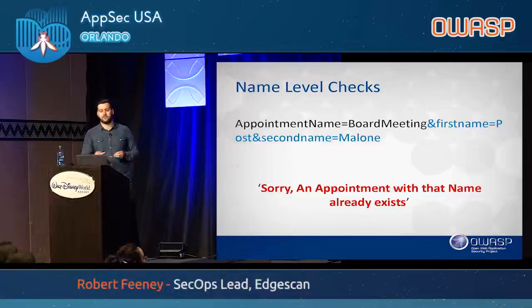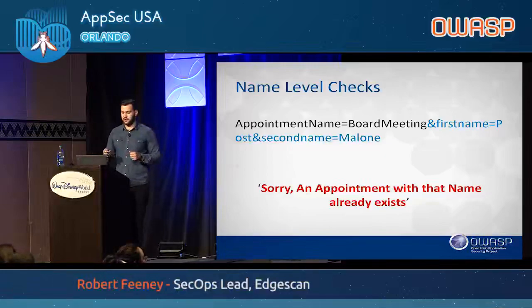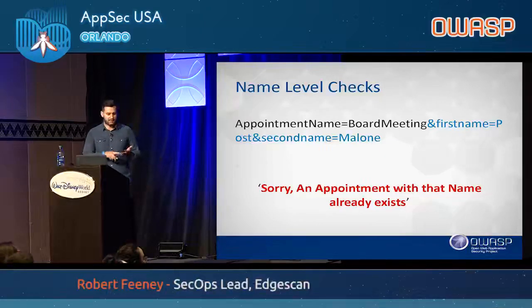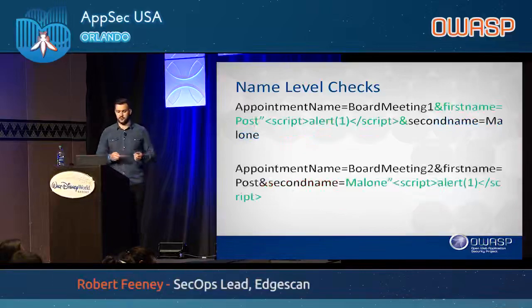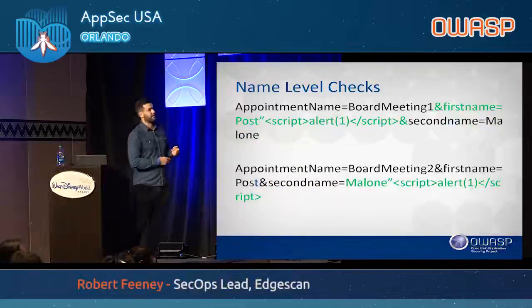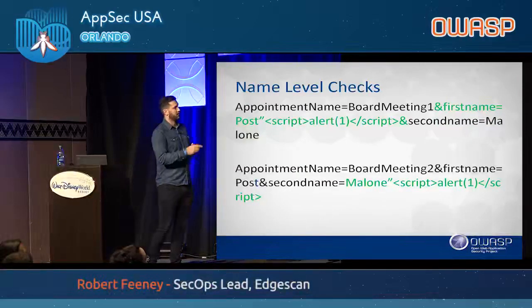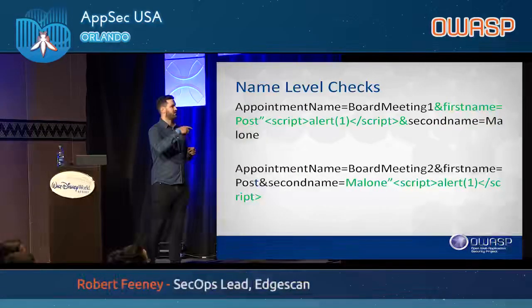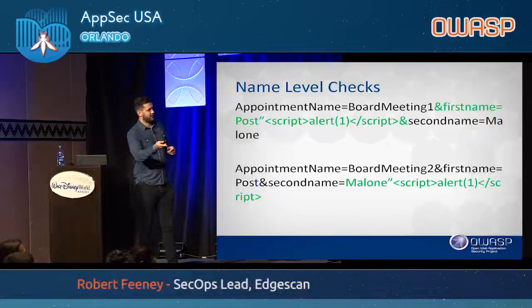So what you need to be able to do here is iterate through the appointment name so that every request that is sent is created with a new appointment name. Otherwise, you'll miss certain vulnerabilities. So for example, if you look at the appointment name in the top line, you'll see board meeting 1, and then you inject your payload, and then you'll see board meeting 2, and you inject your payload again.